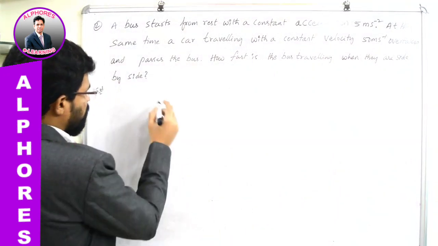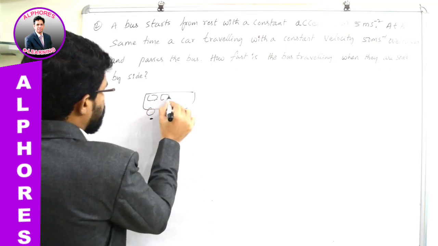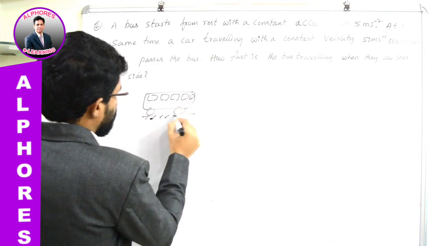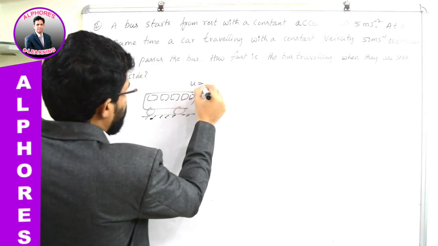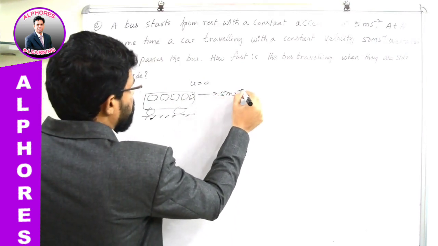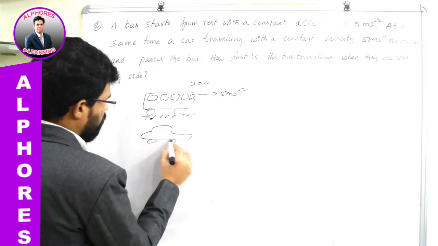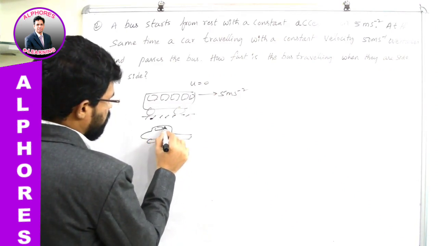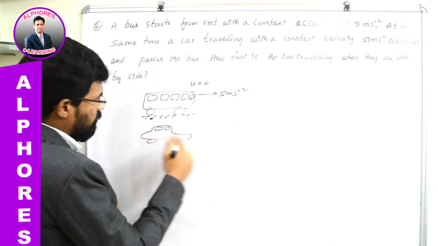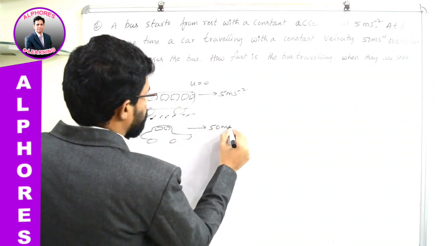Imagine this is the starting point. This is where the bus might have started. Its initial velocity is 0, and the acceleration of the bus is 5 meter per second square. At the same time, a car is also traveling just from the side of the bus, and it is moving with a constant velocity of 50 meter per second.